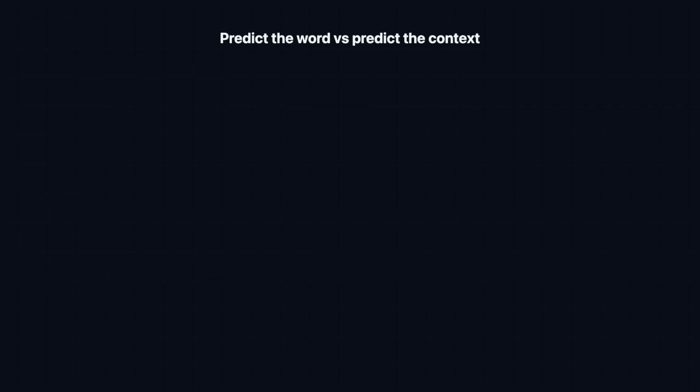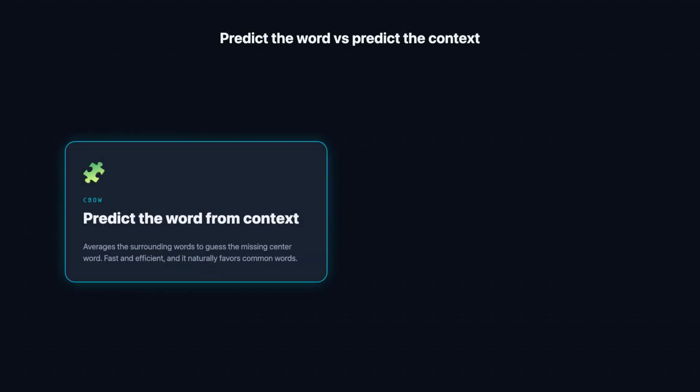First, let's place this model against its sibling, because the contrast is the whole idea. Its sibling, called continuous bag of words, works in the intuitive direction. It takes the context words around a gap and tries to predict the missing center word. That averaging of context makes it fast and efficient, and it leans naturally toward common words, which show up often enough to be predicted well.